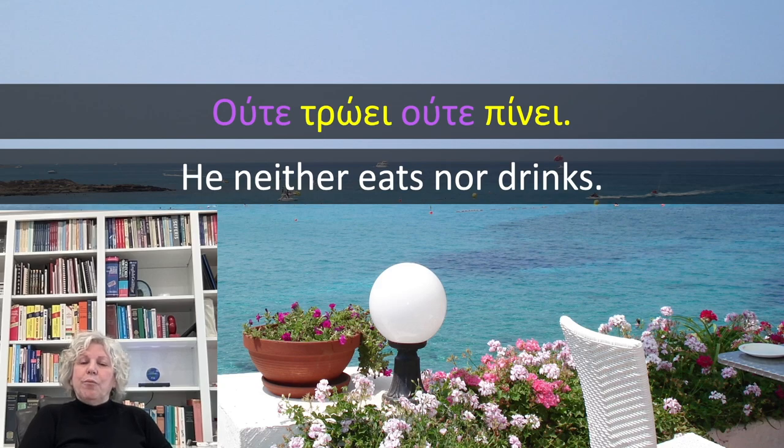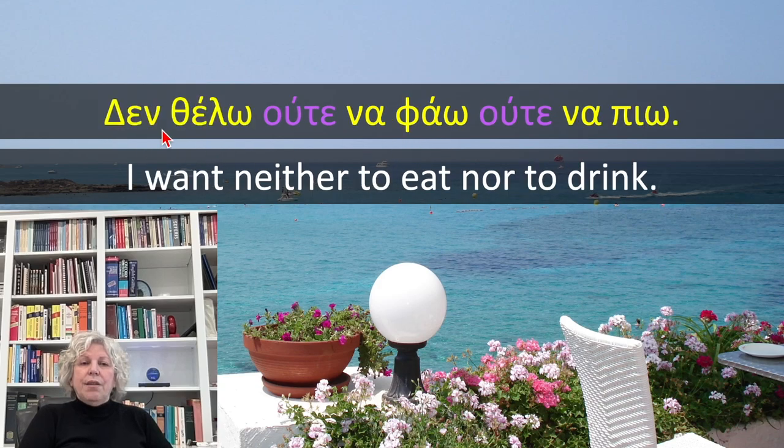Now the difference here from the two previous examples is that ούτε τρώει ούτε πίνει is an independent clause, meaning that it can stand alone. It doesn't depend on anything. If we compare it to the previous example, δεν θέλω ούτε να φάω ούτε να πιω, I want neither to eat nor to drink, ούτε να φάω, ούτε να πιω is a dependent clause. It cannot stand alone. It depends on the verb θέλω. So, ούτε να φάω, ούτε να πιω by itself doesn't make sense.